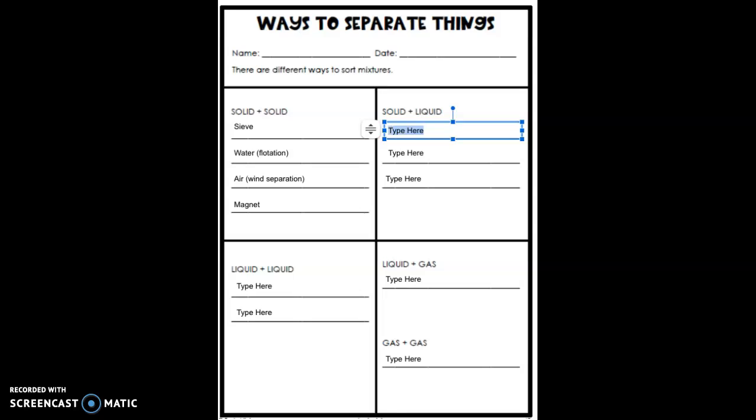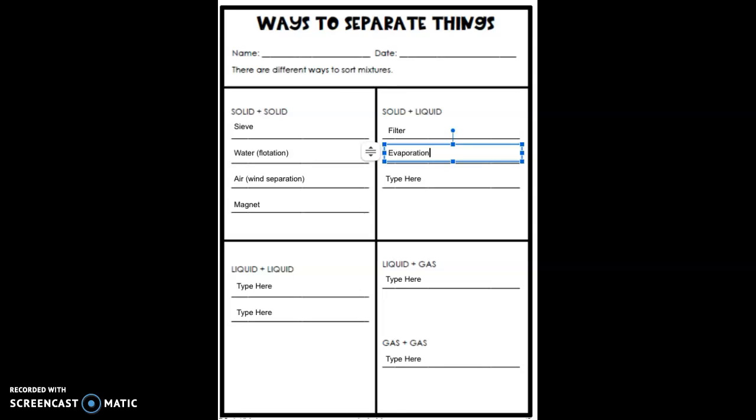So our first method we can use to separate is a filter. A filter is going to be like a cloth that you pour the liquid and solid mixture into. So the liquid will go through the filter, whereas our solids will still stay on top. This is what we often see when people make coffee. They put the coffee grounds in a filter and the water runs through and the coffee grounds stay in the filter. Okay, our next method for solid and liquid separation is evaporation.